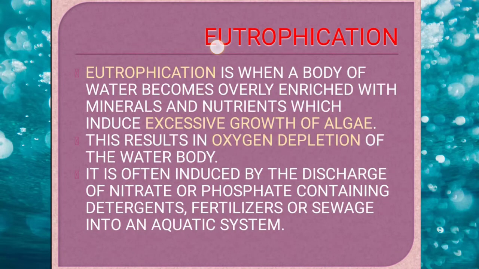Now let us discuss how this waste is going to affect our environment. First, about eutrophication. Eutrophication is when a body of water becomes overly enriched with minerals and nutrients which induce excessive growth of algae. This results in oxygen depletion of the water body. This is often induced by the discharge of nitrates or phosphates containing detergent, fertilizers, or sewage into an aquatic system.